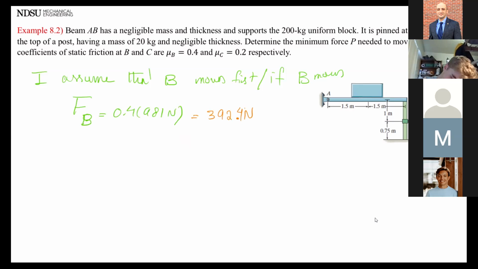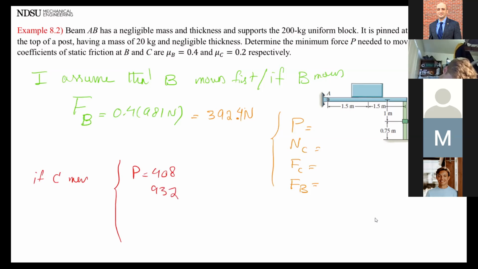Then you're going to solve. I wish I had the numbers. Then you have to solve for all of these numbers. Okay. And here are the numbers from if C moves first. One more time: 932, 186, 140. Okay, then what? So let's see. Your P is going to be something about 520. I don't know. Okay.